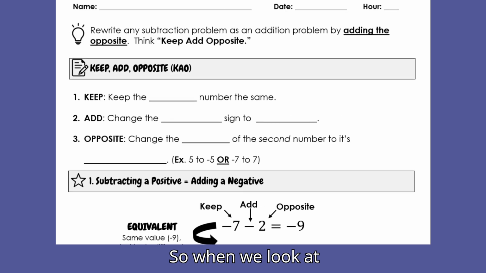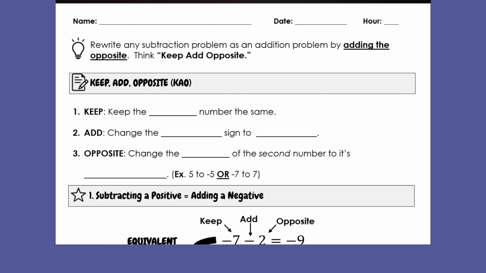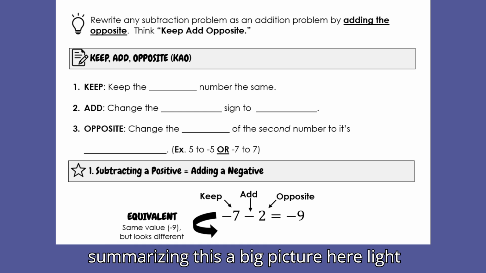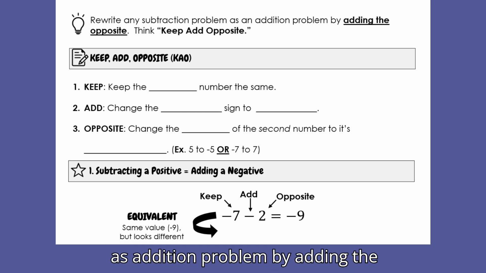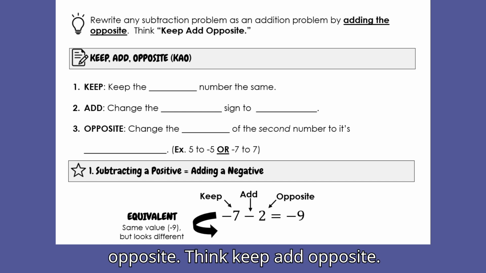So when we think about kind of summarizing this, a big picture here, the light bulb, is rewrite any subtraction problem as an addition problem by adding the opposite. Think keep, add, opposite.